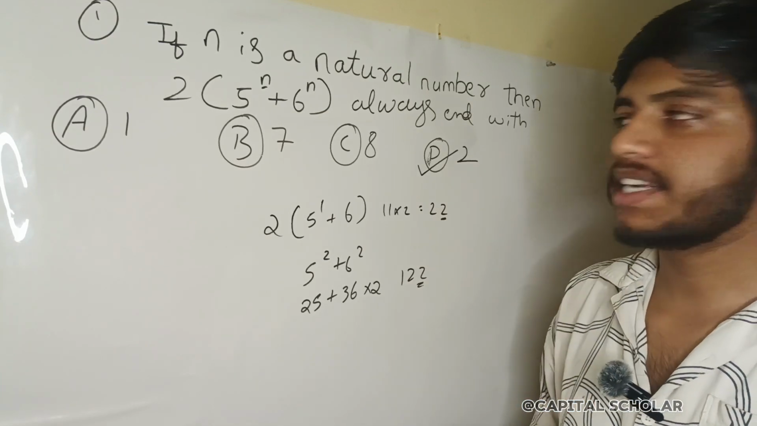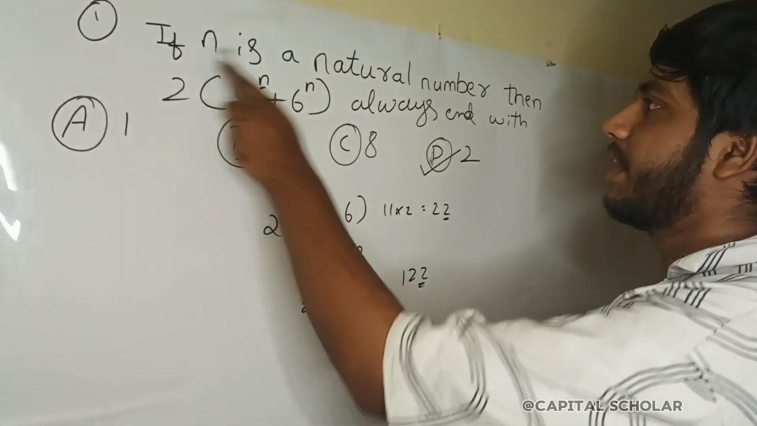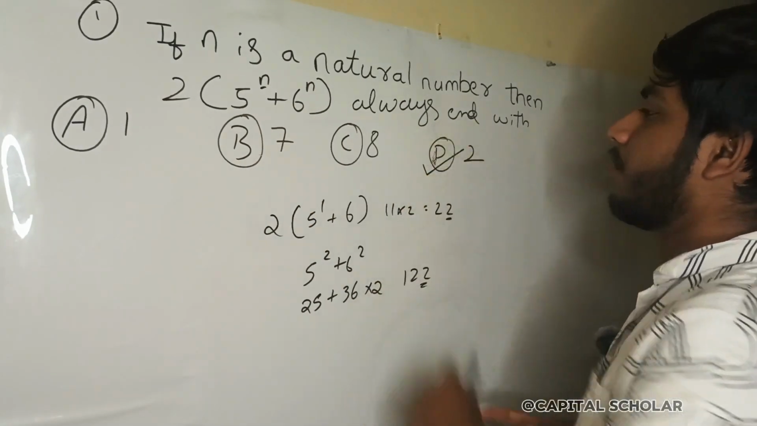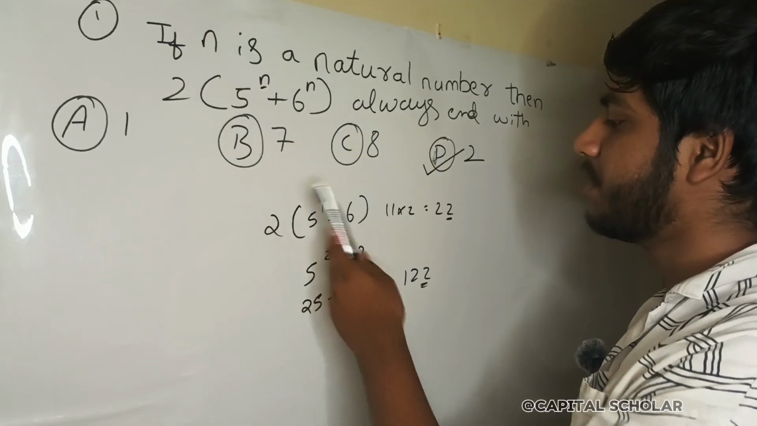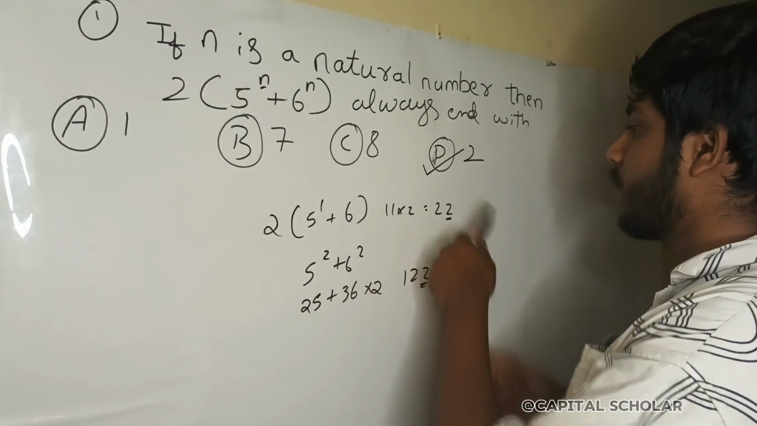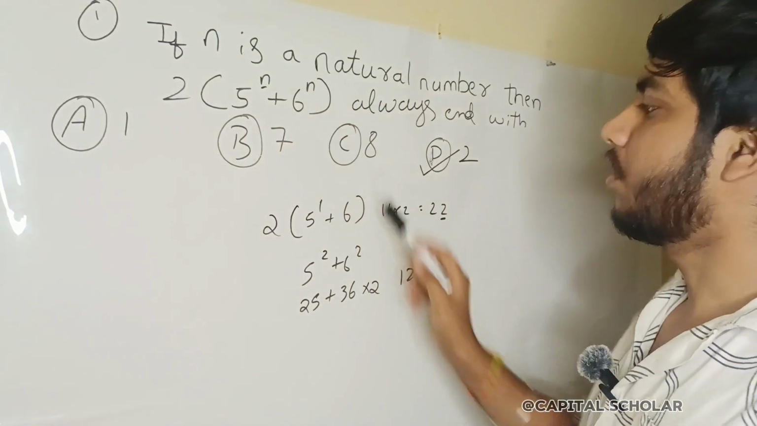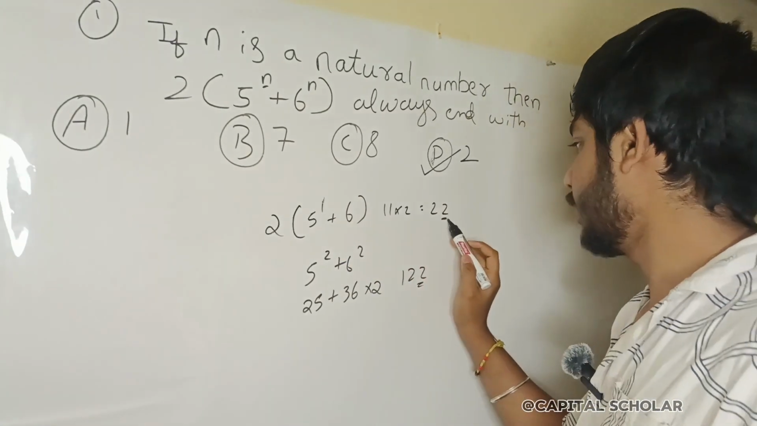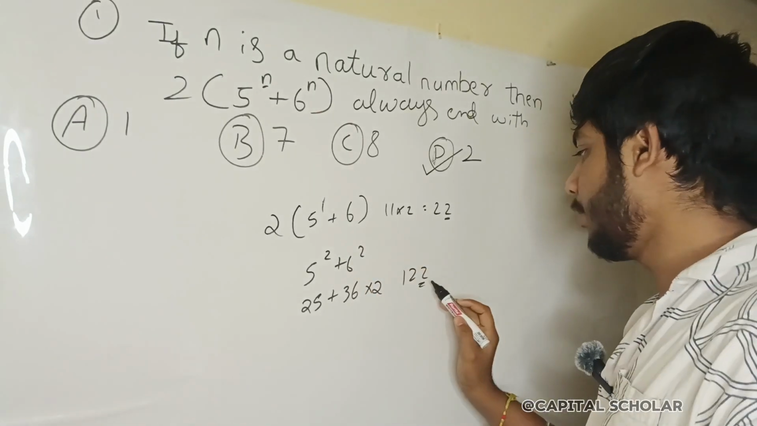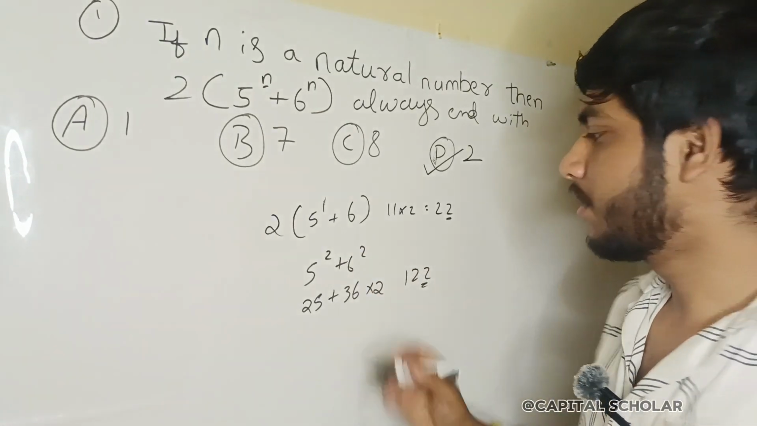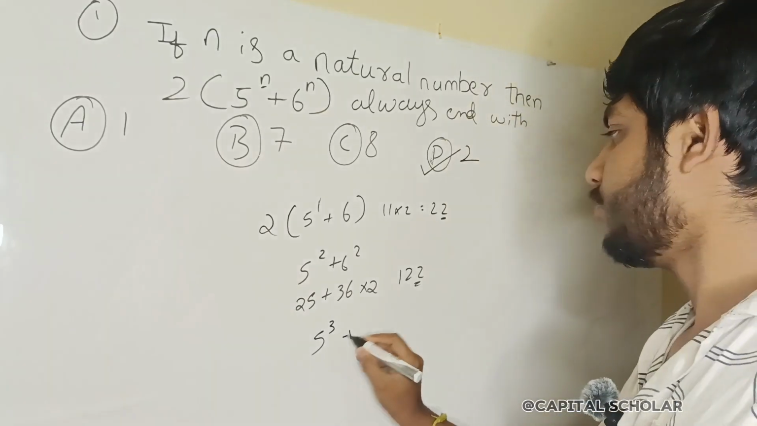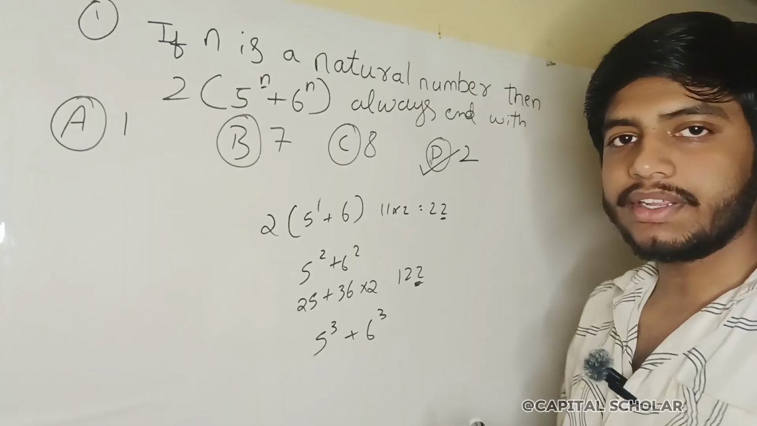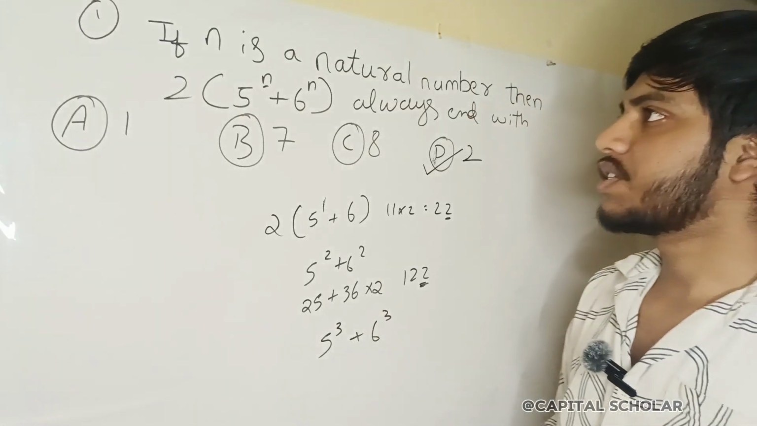Okay, I hope you understand. Let us see again. N is a natural number. If we find the n, we have to see what number it always ends with. If we simplify with 1, it ends with 2. If we simplify with power of 2, it ends with 2. Even if you simplify with 3, the answer will be the same, you will get 2. I hope you understand. Now let's go to the next question.